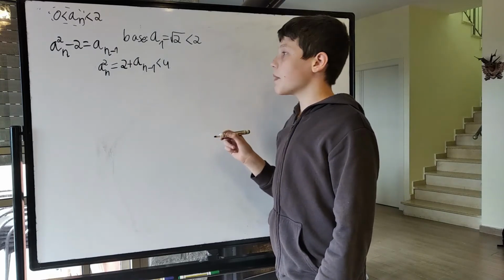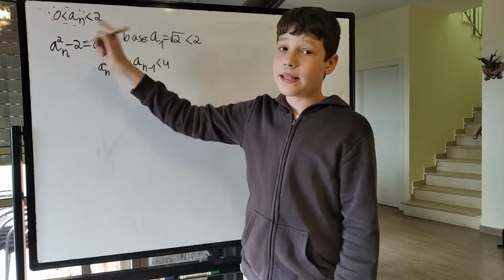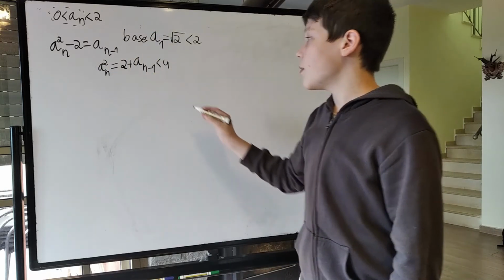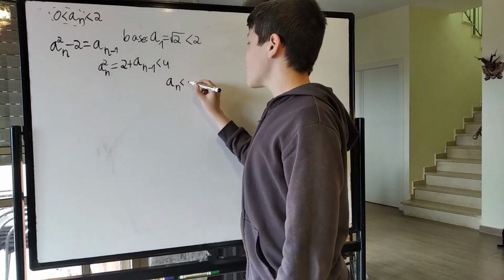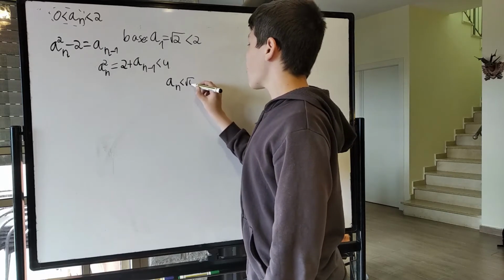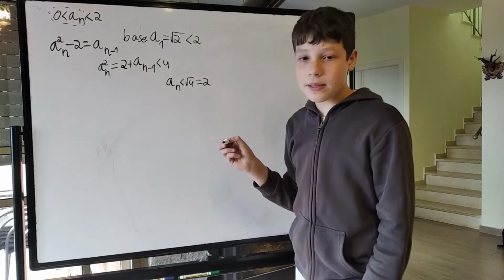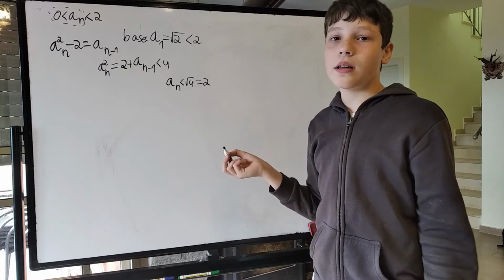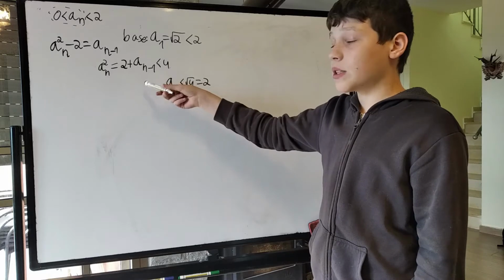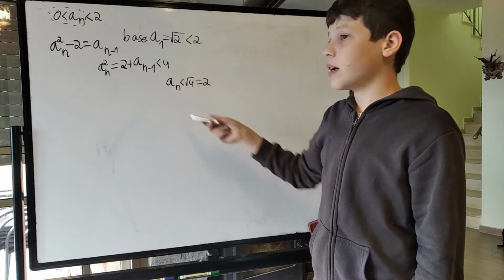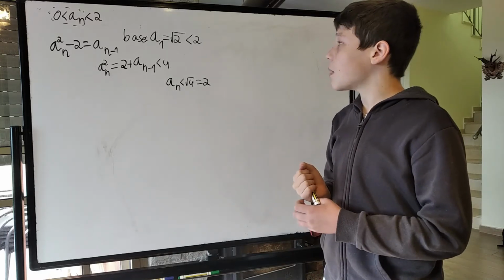But now, if a_n squared is smaller than 4, and because a_n is a positive number, we know for a fact that a_n has to be smaller than the square root of 4, which is 2, giving us the end of our induction proof. We started with a_{n-1} is smaller than 2, and we quickly got that that implies that a_n is also smaller than 2.